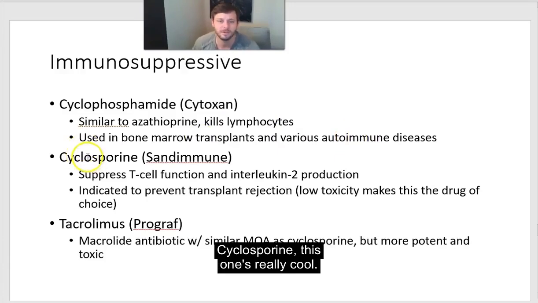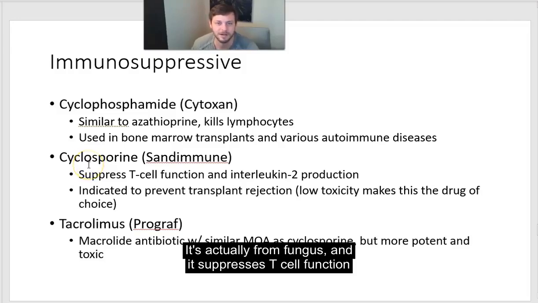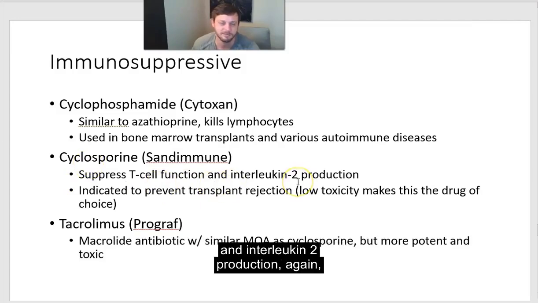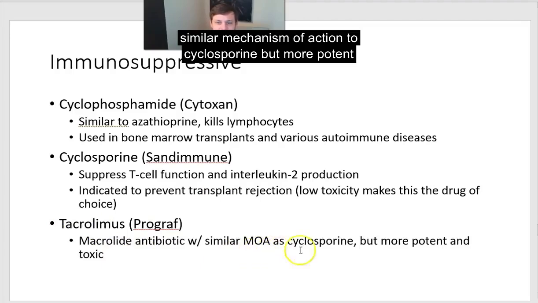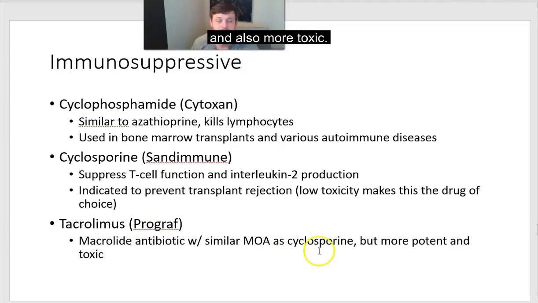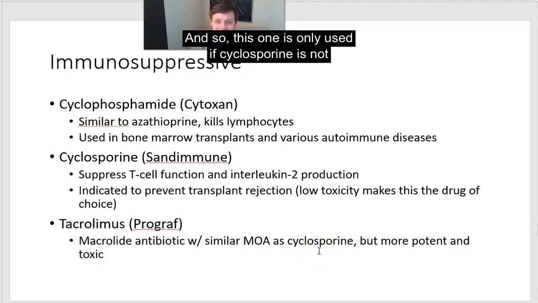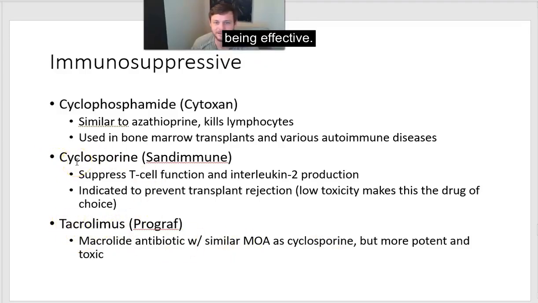Cyclosporin, this one's really cool. It's actually from fungus, and it suppresses T cell function and interleukin-2 production. Again, used to prevent transplant rejection. Tacrolimus, a macrolide antibiotic, has a similar mechanism of action to cyclosporin, but is more potent and also more toxic. And so this one is only used if cyclosporin is not being effective.